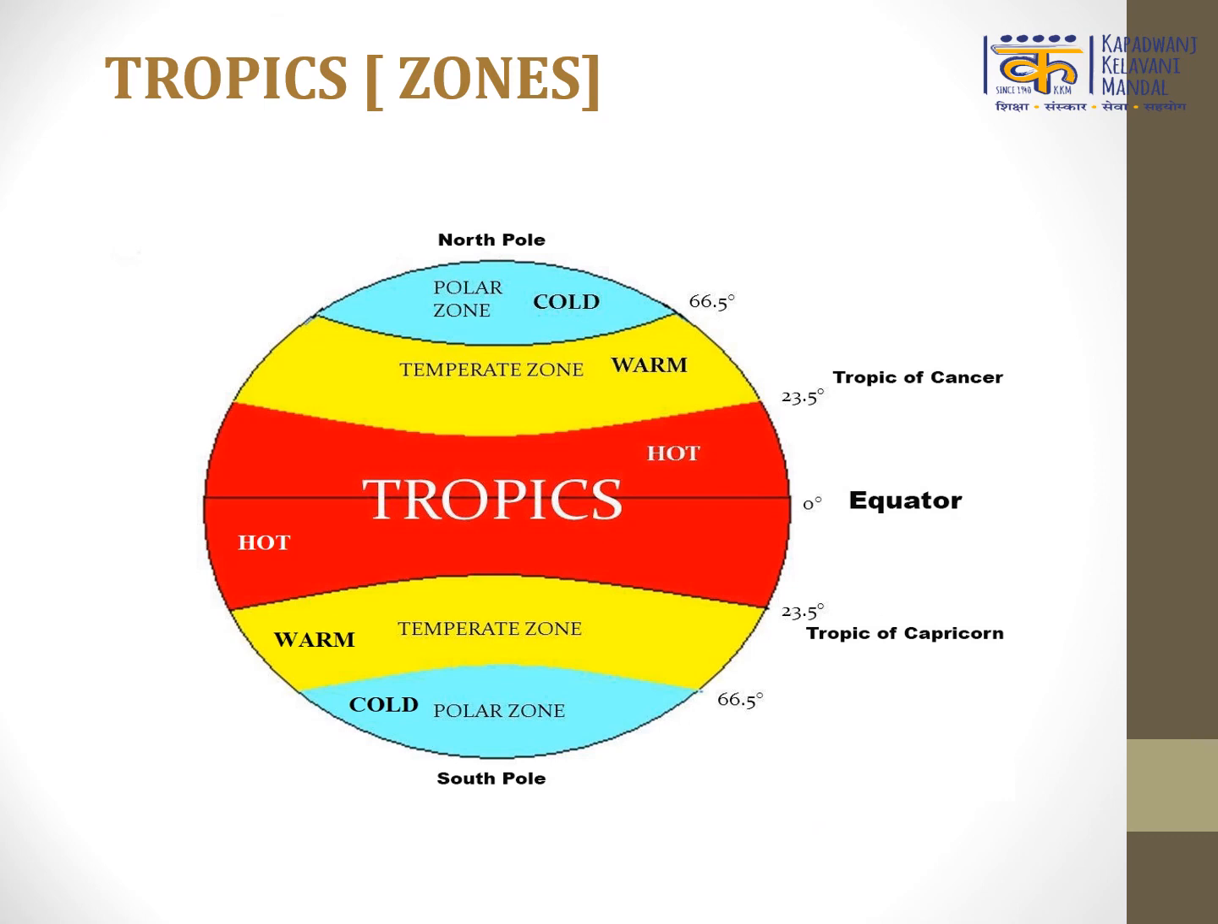What are tropics? From the given figure, it becomes clear that the Earth is divided in different parts on the basis of the difference in temperature, light, heat and cold. These parts are called zones.